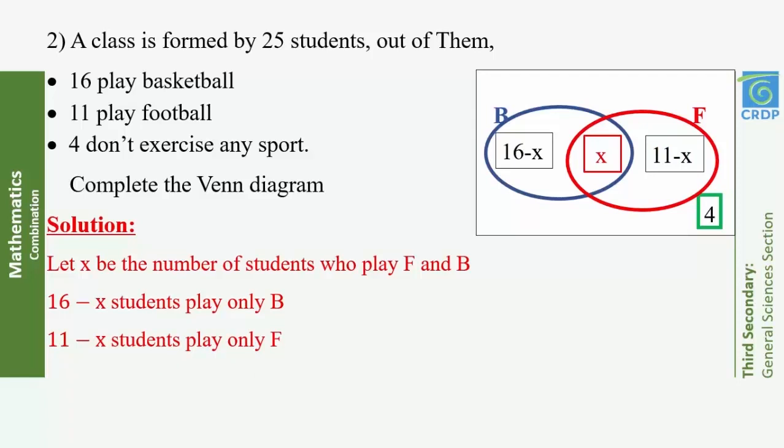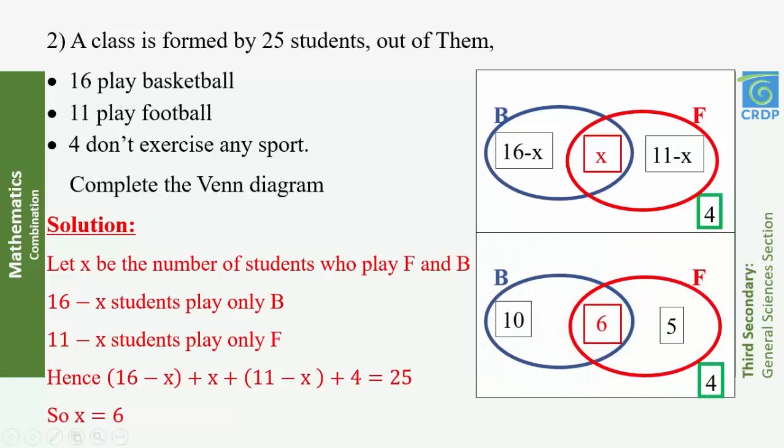I know that the total number of students is 25, so I can form a first degree equation by adding all the numbers in the diagram. And by solving this equation, I get X equals 6. So the diagram will be like this. I have 6 students who practice both games, 10 who practice basketball only, 5 who practice football only, and 4 students who don't exercise. This is the Venn diagram.